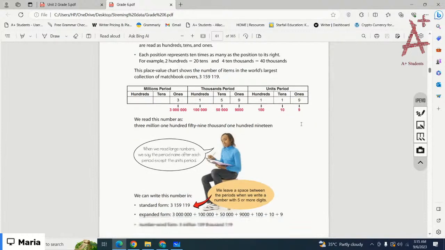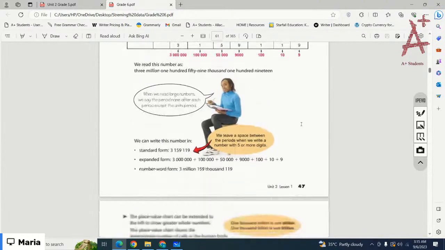So we can write the number in standard form, in expanded form, and in number word form. You can see this one is the standard form. Whenever you have a number written like this, that is the standard form of the number. The expanded form is where you write the number according to its place values. You can see here.